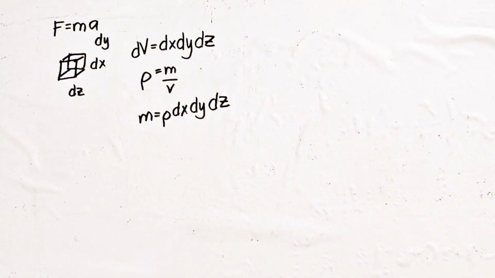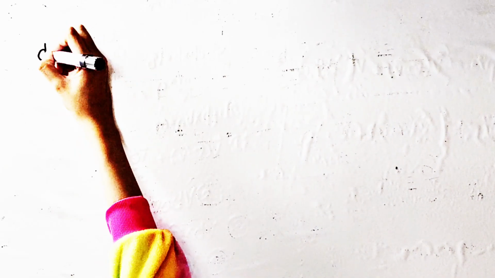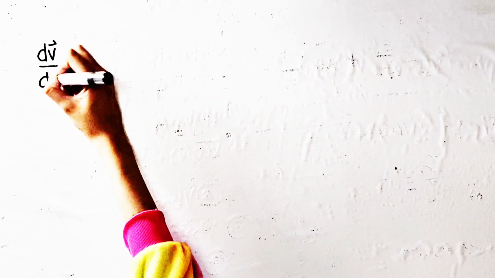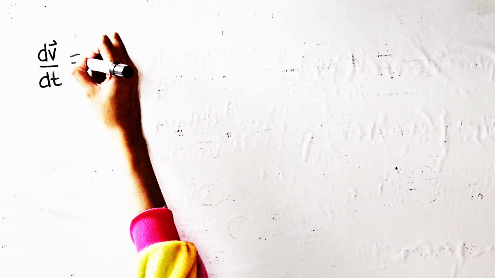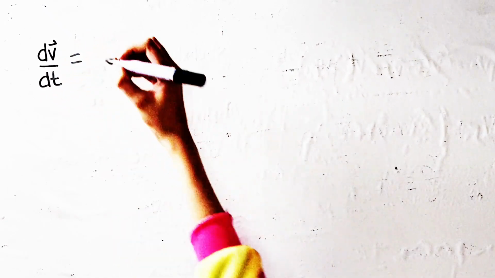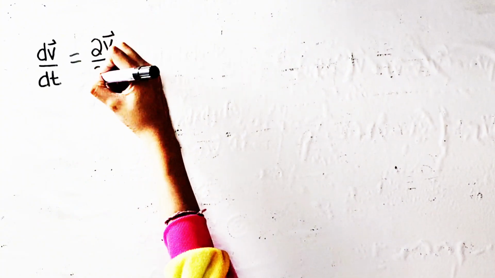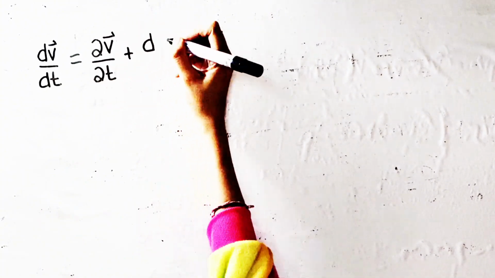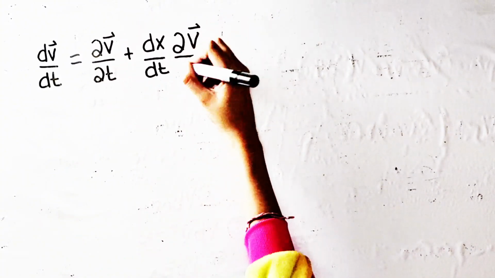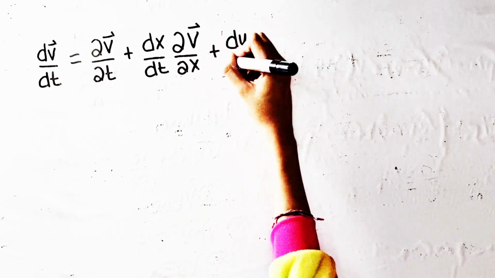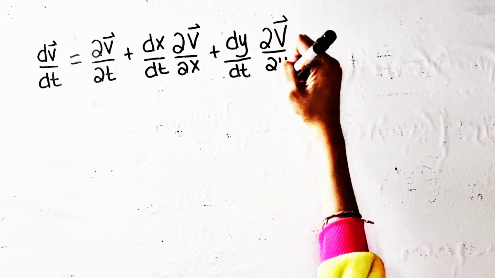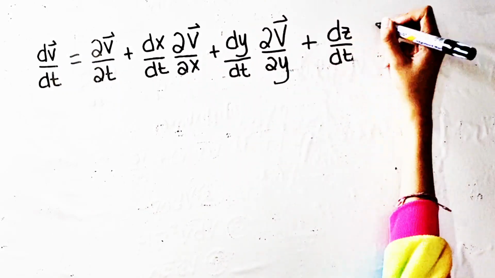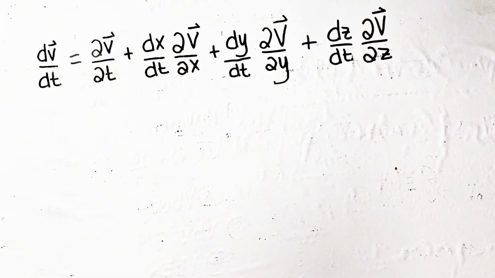But how about the acceleration? Now, acceleration can be written as dv over dt, or the derivative of velocity with respect to time. And using chain rule, this can then be written out as the partial of v with respect to t plus dx over dt partial of v with respect to x plus dy over dt partial of v with respect to y plus dz over dt partial of v with respect to z.